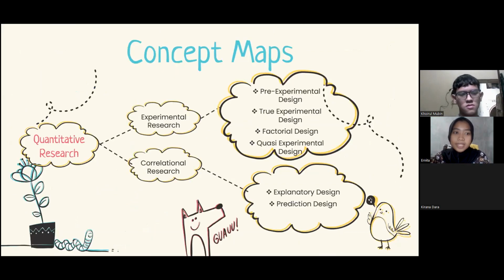The concept maps. In this quantitative research, we will explain about experimental research that consists of several designs. There are pre-experimental design, true experimental design, factorial design, and quasi-experimental design. And for correlational research, there are two designs. There are explanatory design and prediction design.